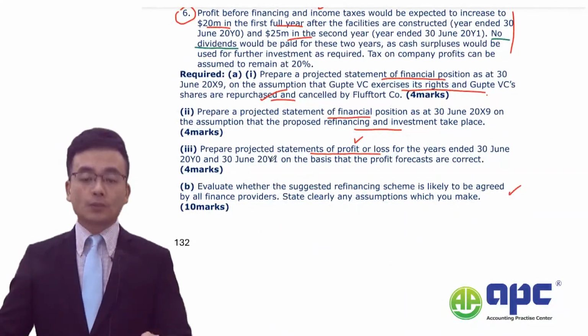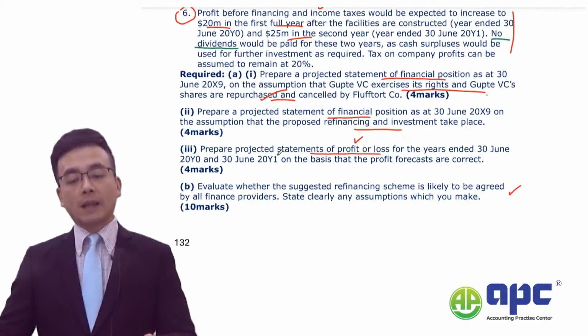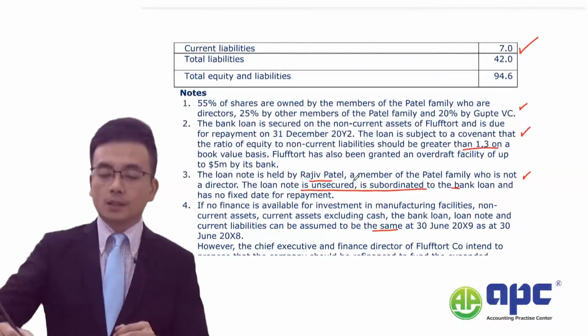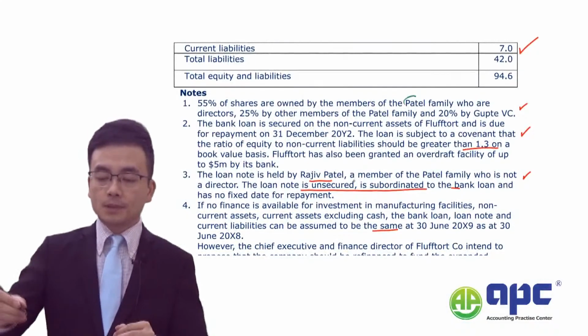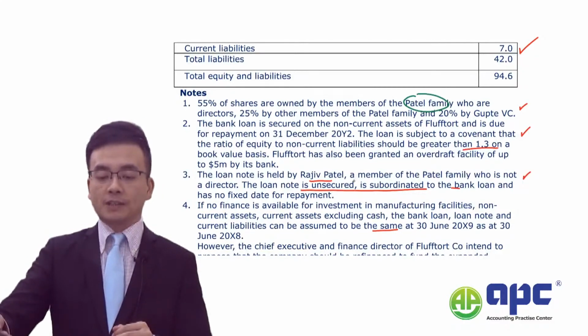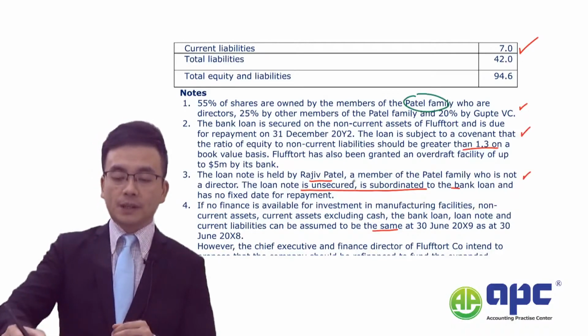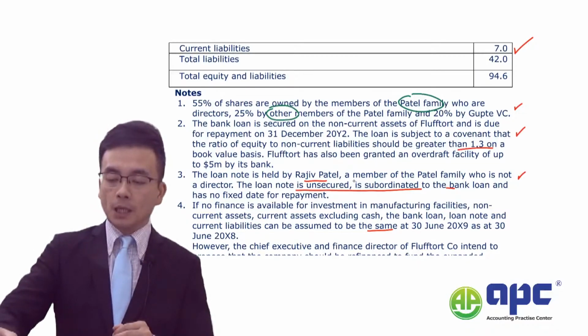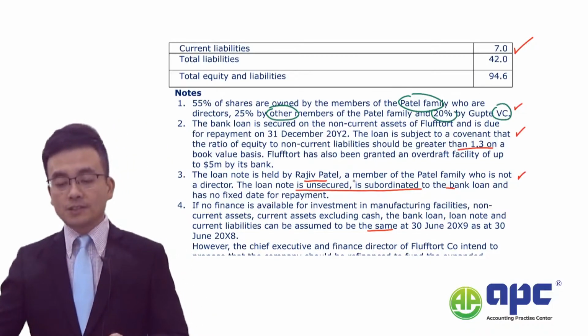I hope it's not very difficult. But now let's evaluate whether the suggested refinancing scheme is likely to be agreed by all finance providers. We know there will be a couple of finance providers: the Patel family members, who own 55% as directors, 25% other family members, and 20% by the VC.